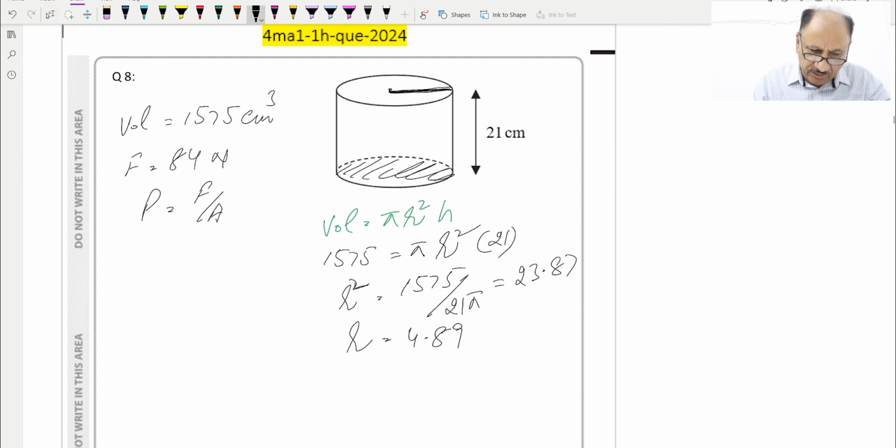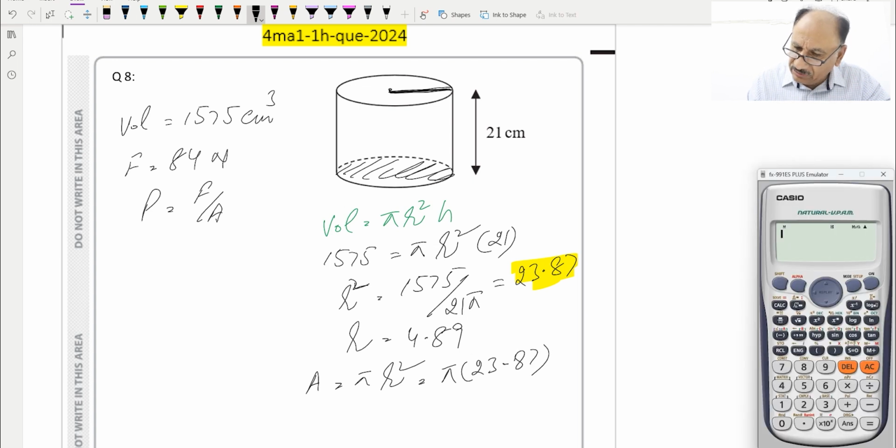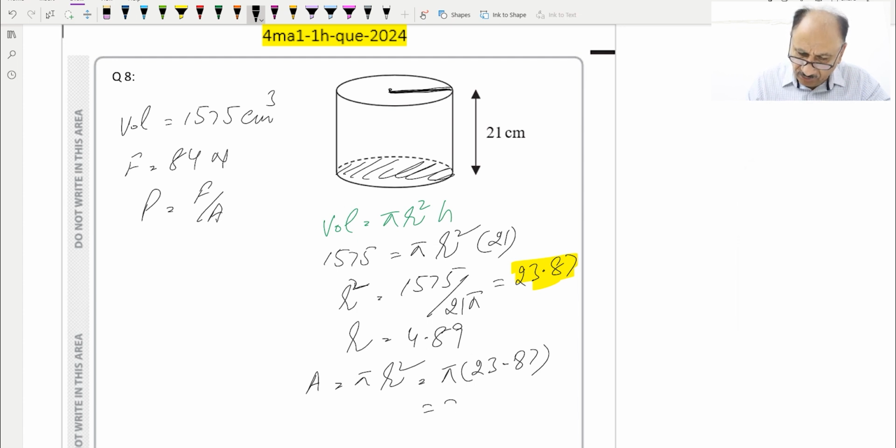First we need to find the area, so area will be equal to pi r square. Taking the r square value which we have already written, pi into 23.87, multiply by pi, and this will give us the area, which is 74.98, so we can write 75.